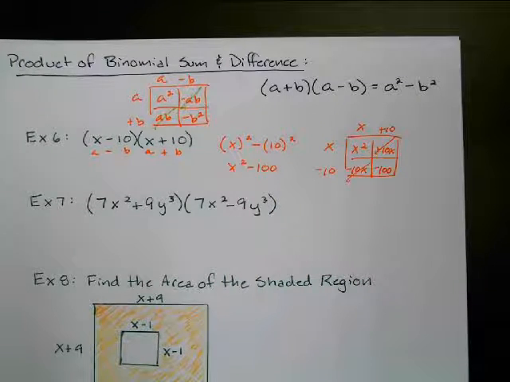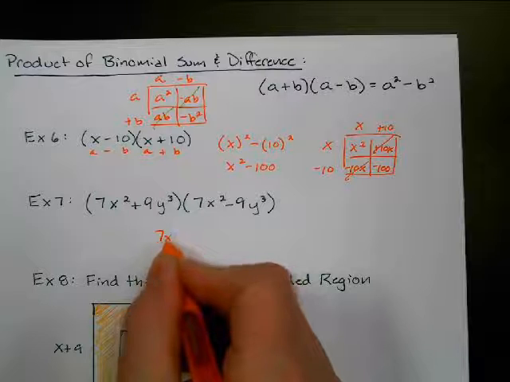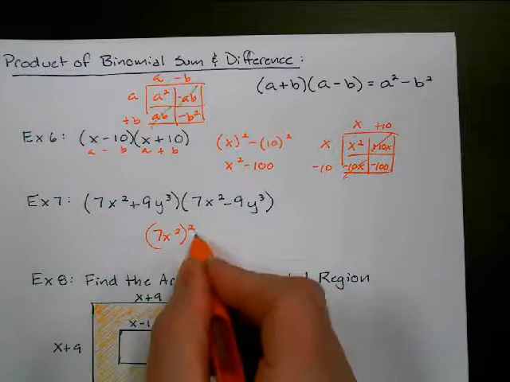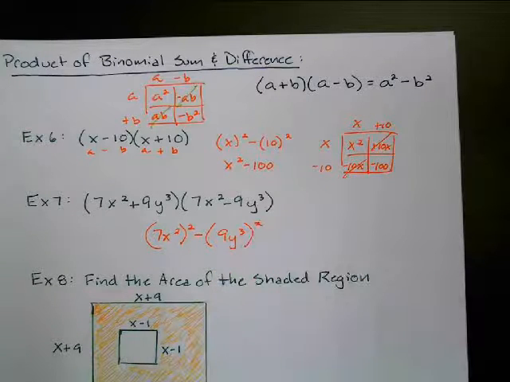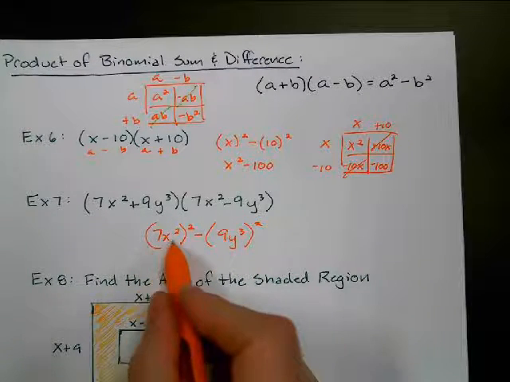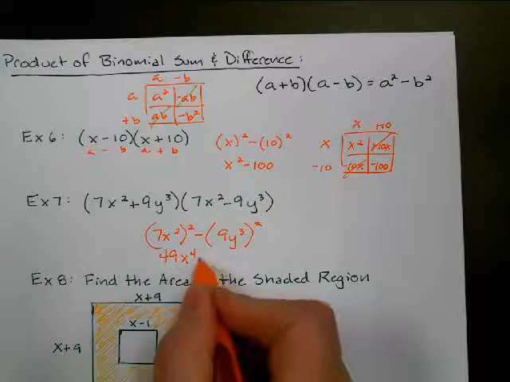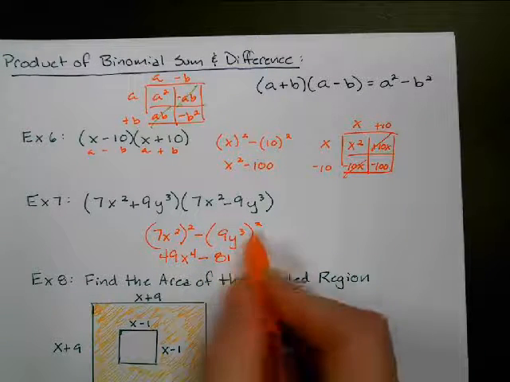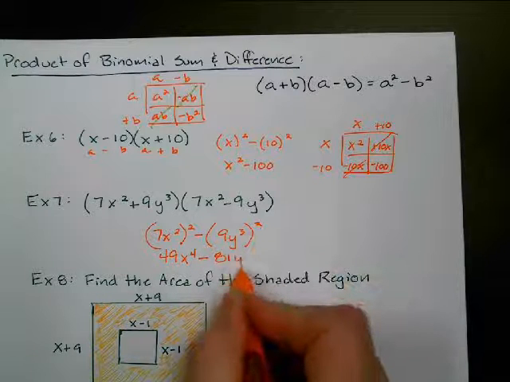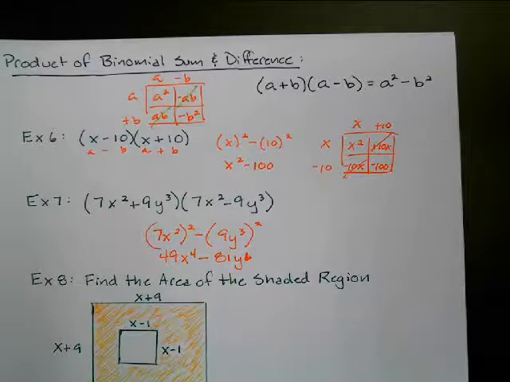So for this one, I would just do 7x squared, squared, minus 9y to the third, squared. So 7x squared, squared is 49x to the fourth. 9 squared is 81, and y to the third raised to the second is y to the sixth. 6, not 2, y to the 6. All right, 81y to the sixth. If you don't believe me, do the area model.